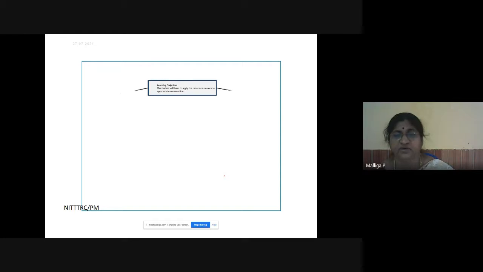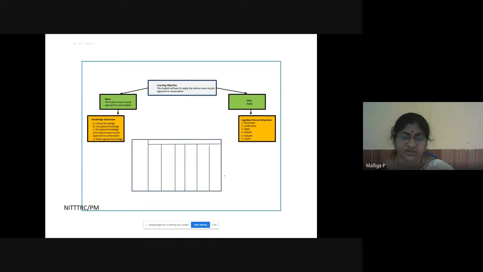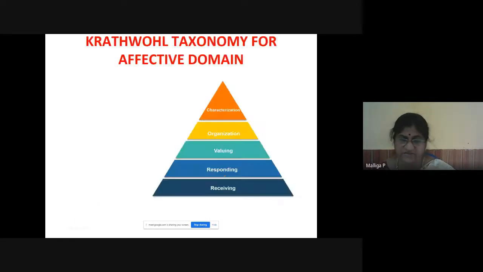And here, this mapping is very important, because a teacher should know all these things in order to align the curriculum according to the course outcomes. Whatever you say, the learning objectives, the assessment, the teaching activities, the learning materials, everything has to be aligned. For that purpose only we are learning this. So I said there are three domains of learning.